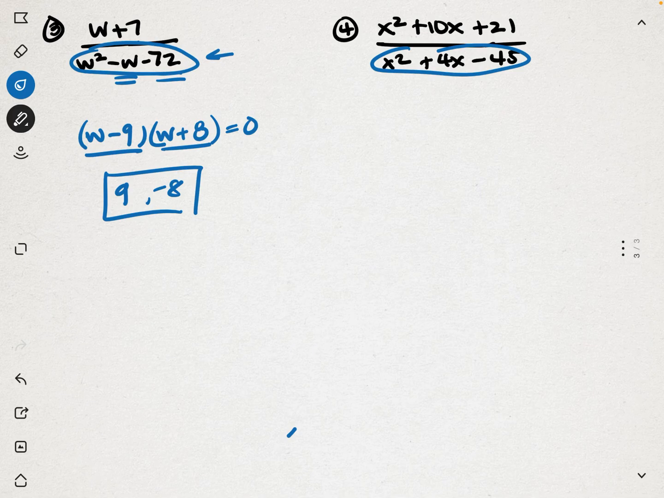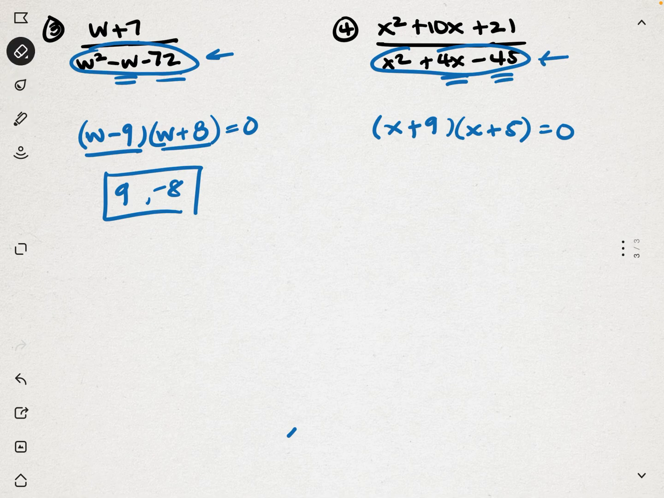Okay, last one. I'm going to factor this one again, just like we did the last one. This time we're looking at what multiplies to get negative 45 and adds to get 4. So negative 45 and 4 is negative 9 and positive 5, right? Negative 9 times 5 is negative 45. Sorry, positive 9 and negative 5, right? Because then positive 9 minus 5 is equal to 4.